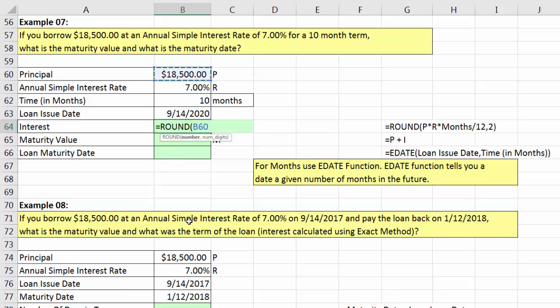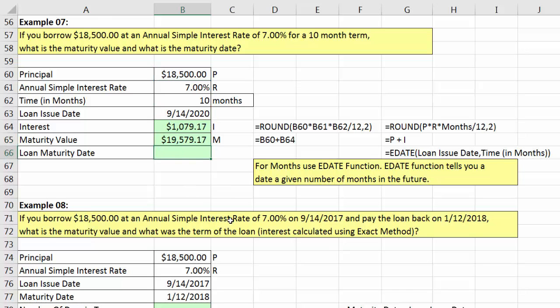Remember, we have to take the principal, that's the amount that we borrowed, times simple interest rate for the whole year, but we didn't take it for the whole year, times what fraction of the year? 10 months divided by hard-coded 12. Notice we do not have to put parentheses around it because Excel will calculate it from left to right. Comma 2, close parentheses, and Enter. So our interest, $1,079.17. Maturity value, the principal plus our interest, and Enter.